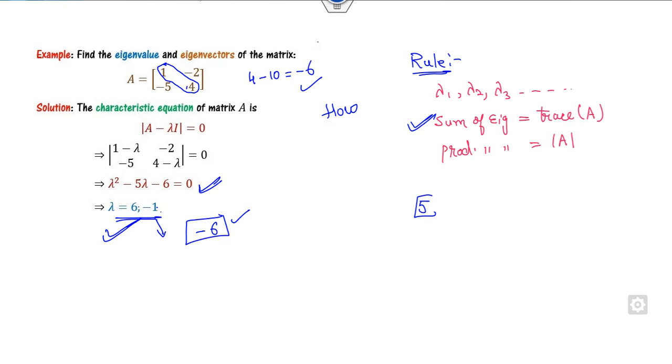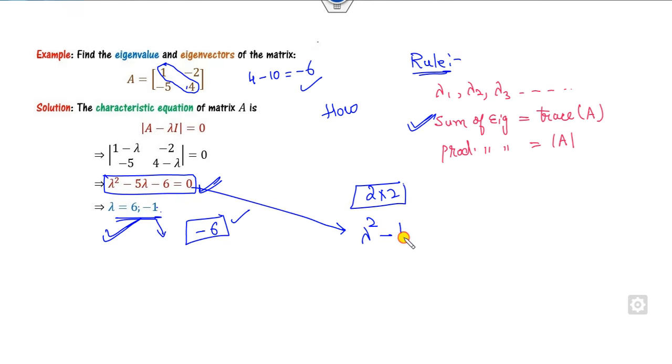Another shortcut trick you can use to verify in your examination: whenever it is a 2 cross 2 matrix, you can write the equation in this manner: lambda square minus trace of A lambda plus determinant of A. Remember, this is only for the 2 cross 2. So what is the trace? You can see it's 5. What is the determinant? Minus 6. You can see this equation is my correct answer. So this is the way you can check in your examinations.